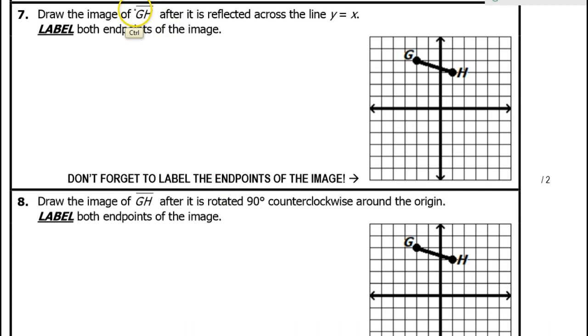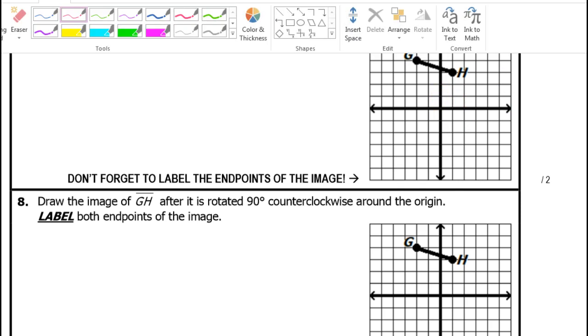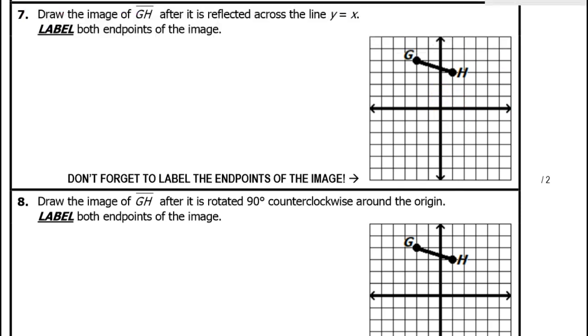Number 7. Draw the image of GH after it is reflected across the line y equals x. Now, for most of these problems, there are 2 ways to do it. You can either do it algebraically using the coordinates, or you can do it graphically on the picture. In this video, I'm probably going to try to show both methods so that my students who prefer to do things algebraically can see how to do it, and if you prefer to do it graphically, you can see how to do it as well. So it's really up to you.